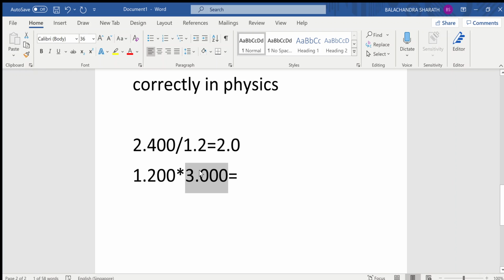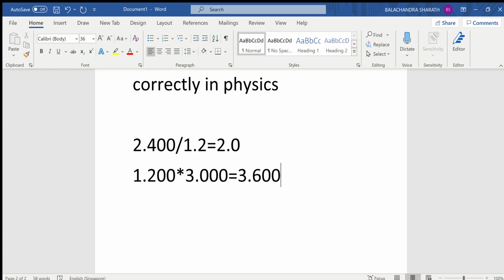3.000 also has 4 significant numbers, because the trailing zeros are significant because there is a decimal point. So there's no lower or higher number of significant numbers in this case. I just have to express my answer in 4 significant numbers, because I have no choice. So the answer will be 3.600.